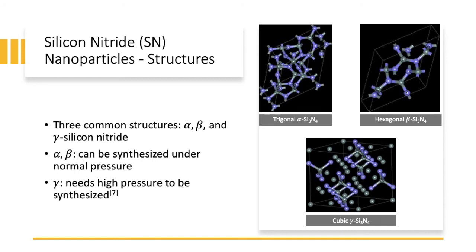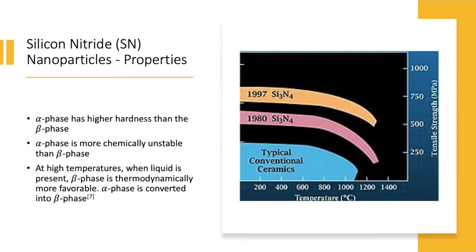The trigonal and hexagonal, you can see that they are a little bit similar, while the cubic are much larger. And then some properties of silicon nitride nanoparticles: the alpha phase has a higher hardness than the beta phase, and the alpha phase is more chemically unstable than the beta phase. So it's a give and take. At high temperatures, when liquid is present, the beta phase is thermodynamically more favorable, and the alpha phase is converted into a beta phase. So the graph on your right is a temperature versus tensile strength.